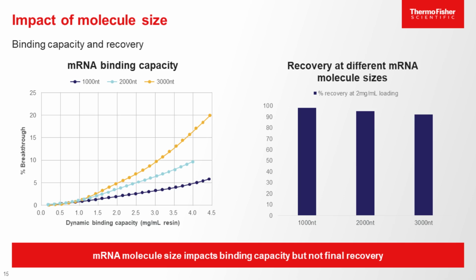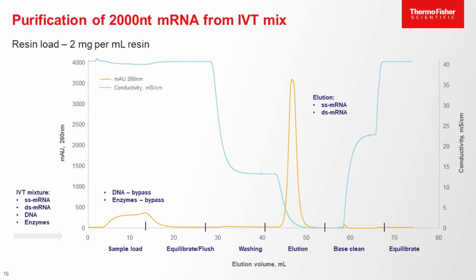These binding capacities were all determined at a 2-minute residence time and a 97 centimeter per hour column load. Additionally, a greater than 90% recovery is observed for all 3 mRNA sizes. An example chromatogram is shown for the purification of a 2,000 nucleotide mRNA from an IVT mixture with our porous oligo-DT resin.